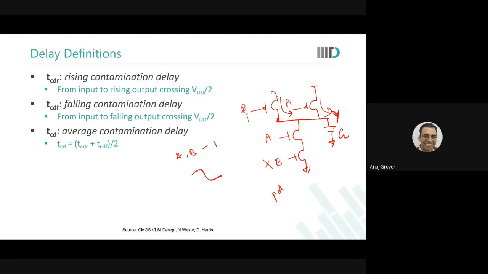Consider a case where both A and B simultaneously toggle to 0. Now what happens? Now, instead of just one transistor, two transistors are working to charge the load capacitance. The load capacitance will get charged much faster. What does this mean? That my delay will be lesser than the propagation delay. This is called contamination delay. Is it clear till here?